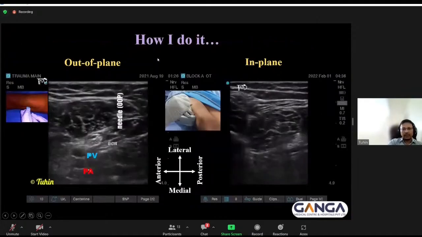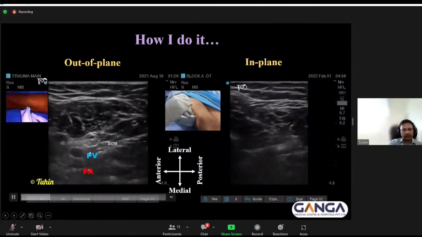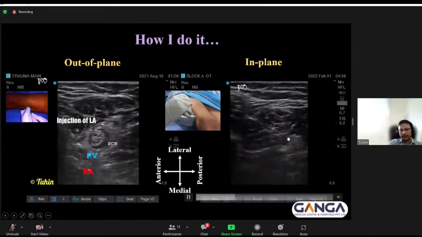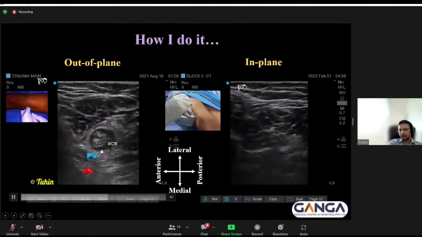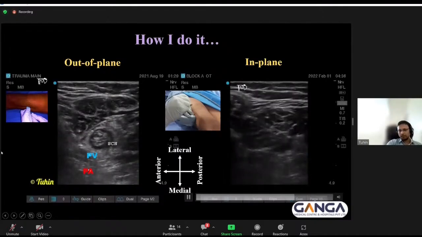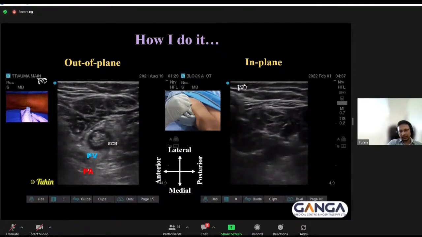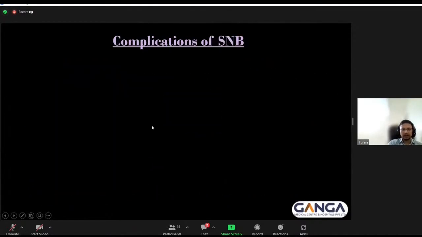On the left side, you are seeing the out of plane approach for the CAPS block. The common sciatic nerve is visible here. And on the right side, you are seeing the in-plane technique. Same block. Just pierce the paraneural sheath and deposit the local anesthetic. Make sure that your local anesthetic encircles the sciatic nerve well to increase the success rate.